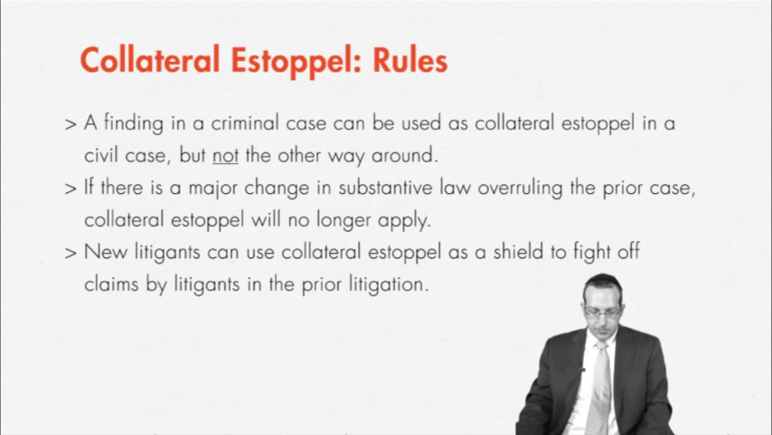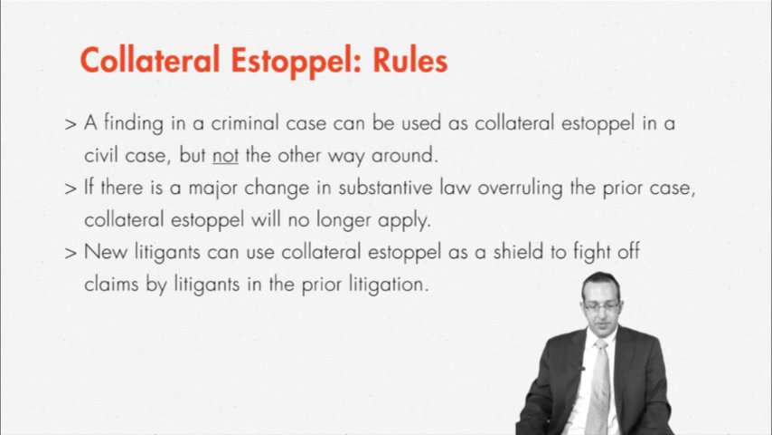One final point. Collateral estoppel typically applies against the same parties to litigation or people in privity with those parties, such as successors in contract, if those in privity are closely related with the underlying deal. We explained privity when we discussed res judicata. However, unlike res judicata, collateral estoppel can be used as a shield by new litigants, that is, people who were not party to the first litigation, to fight off claims by litigants in the prior litigation who already had their day in court. A new party can use collateral estoppel to defend themselves against somebody who's already addressed this issue in a prior litigation and lost on it.